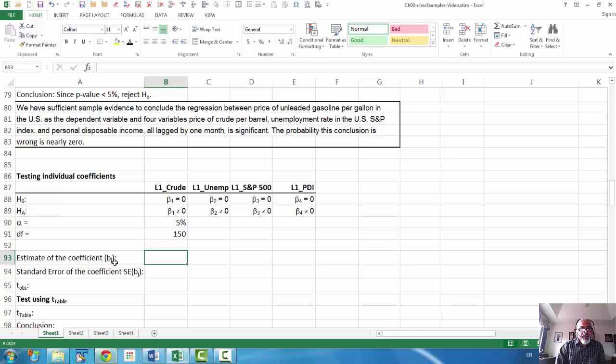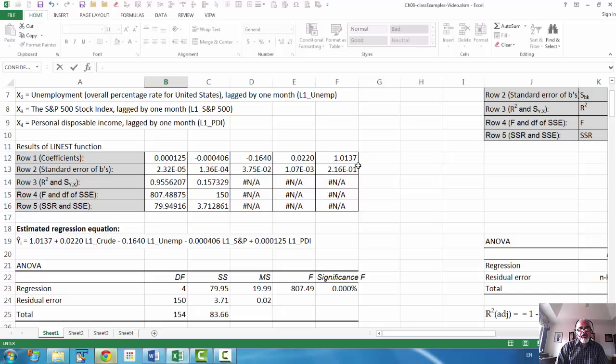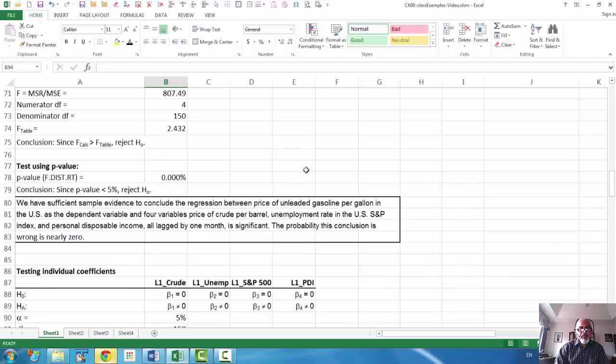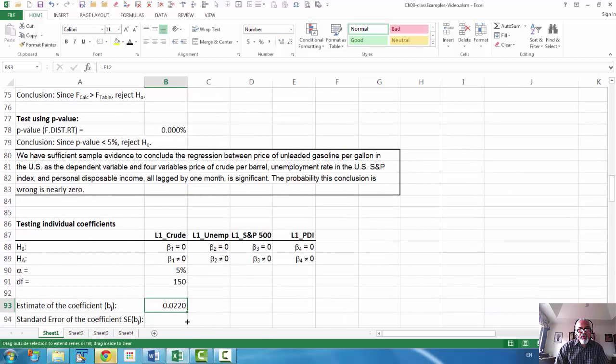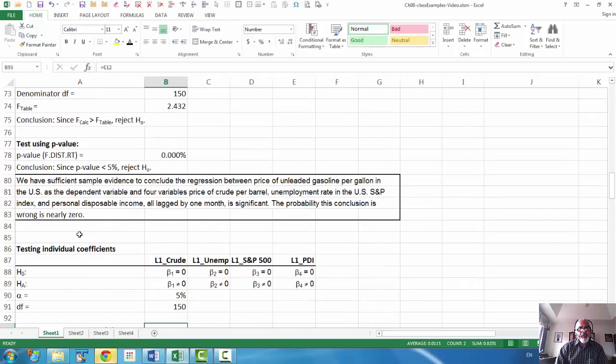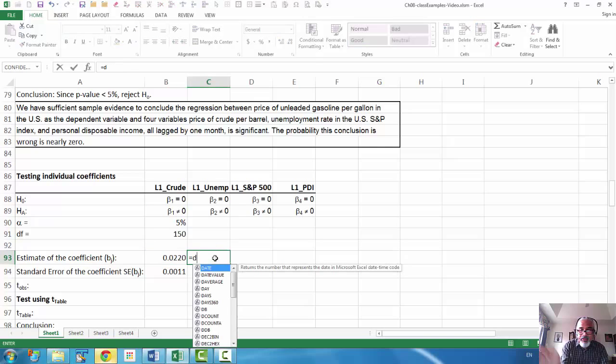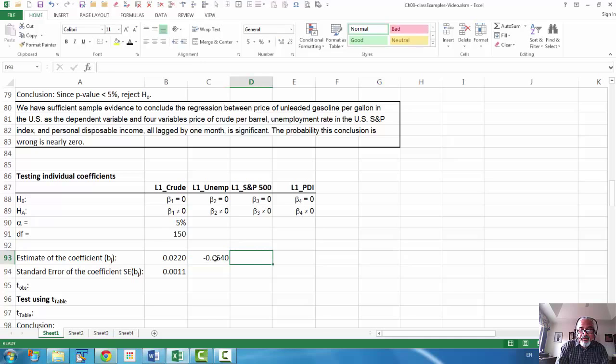Now we have the estimated slope coefficient and the corresponding standard error from the LINEST function results. The only thing is we have to go backwards here. See, that's b sub 0, so we start from here. If you copy that formula down, you get the standard error. Remember, the second row is the standard error of the slope coefficient. So this is E12. The next one will be going this way, D12, and then C12, and then B12. So these are the slope coefficients.